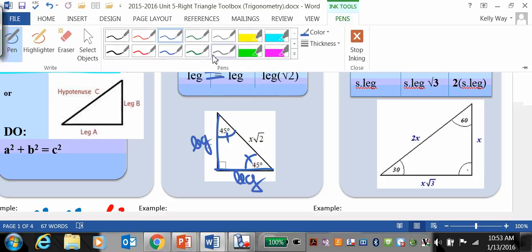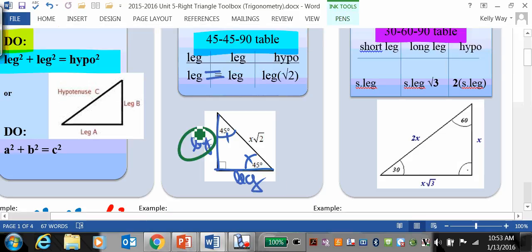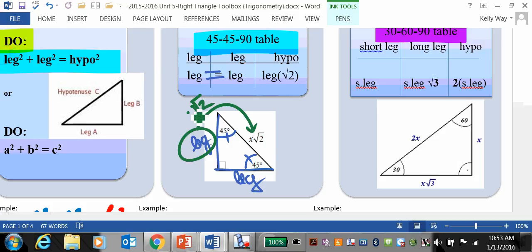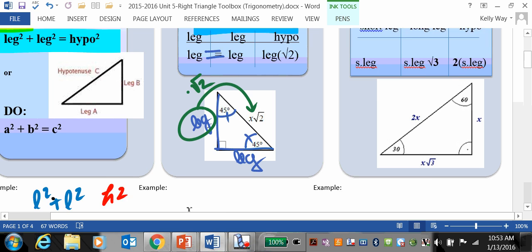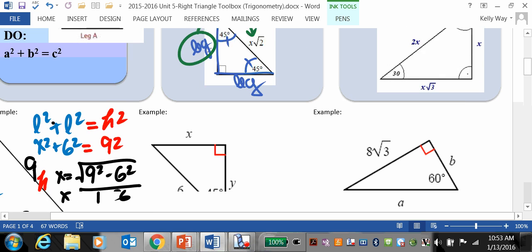The hypotenuse, I like you to do it like this. Circle the leg, draw an arrow, times by root two, a little dot root two. The hypotenuse is whatever the leg is times root two. That does not mean you just flap on root two. So 45, 45, 90: leg, leg, leg root two.